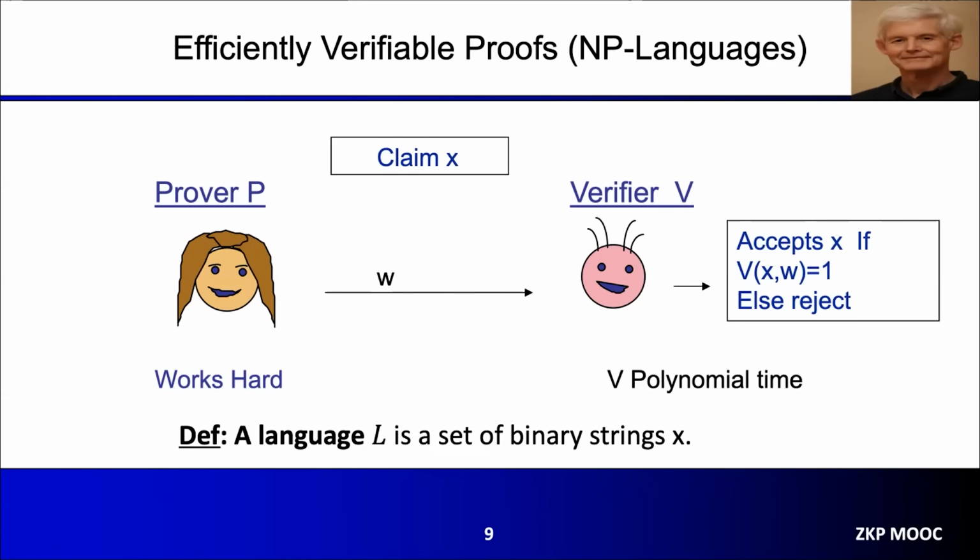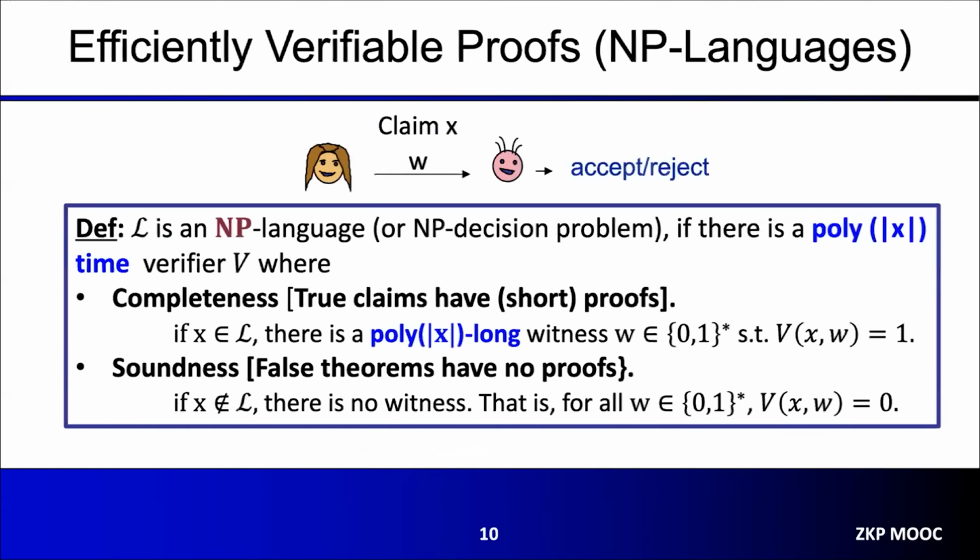And an NP language is defined to be, this goes back to Cook and NP completeness, those sets of strings L is an NP language if there is some verifier V who runs in polynomial time, polynomial in the length of the x, such that two conditions hold, and that is completeness and soundness. What does it mean that completeness holds?